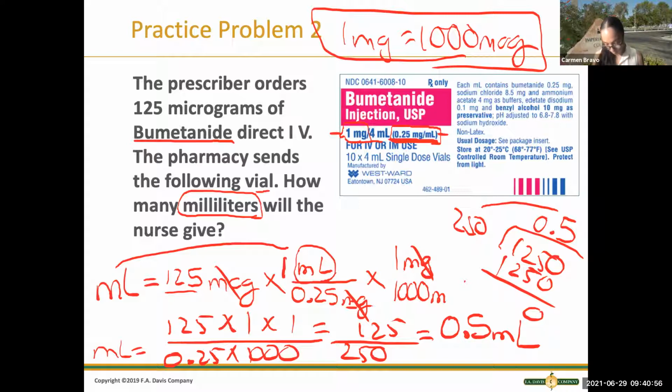Okay, so 0.5 milliliters. And like I said, when we give this medication, it's pretty strong. We have to be monitoring the patient because it drops their blood pressure quite fast, depending. So that's the answer, okay? Any questions?